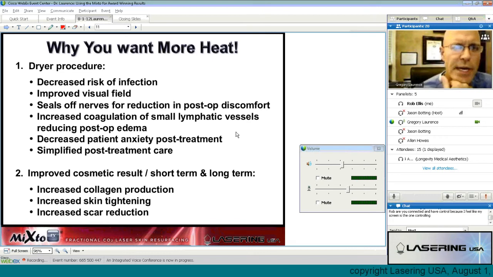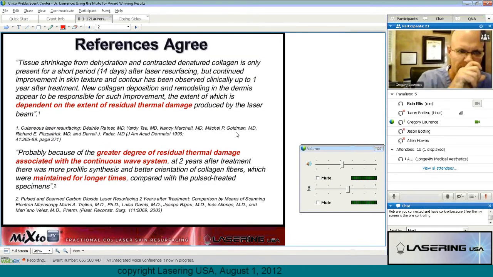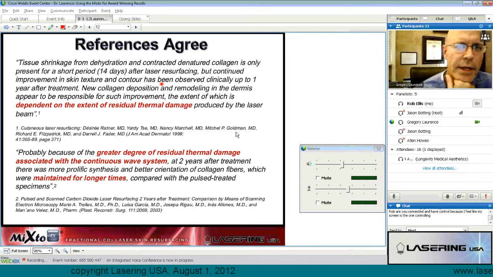This just points out why you want the heat, because it causes contracture, it causes a coagulum that serves as sort of a temporary bandage while new tissue grows in. It's really nice to have a dry surgical field when you're doing resurfacing. Decreased risk of infection, maybe, but it's the only way I would do it. So there's several references out there that agree that this is a better way to apply energy to the face.